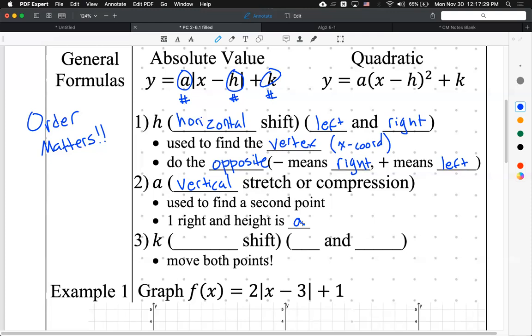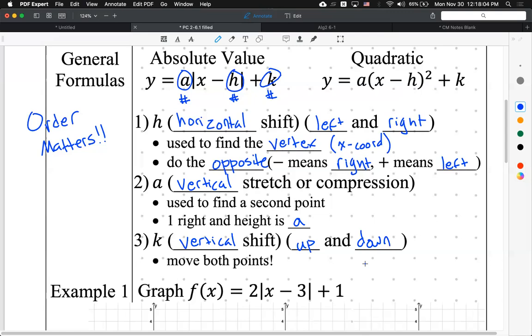All right, and then finally k, which is kind of the most tedious but easiest guy. K is your vertical shift. We already did a horizontal shift. Now we're doing a vertical shift. So that just means move up or down. The reason why this is tedious is because now you have to move both points. You can't just move one of them.